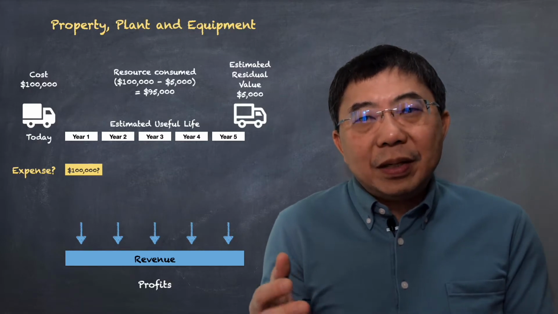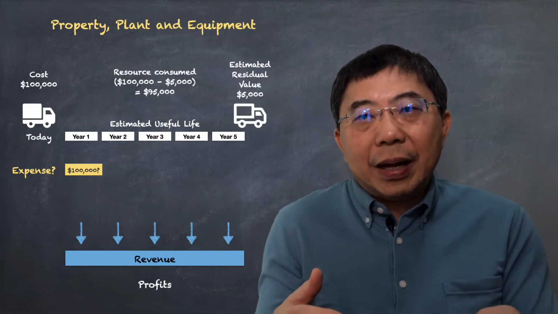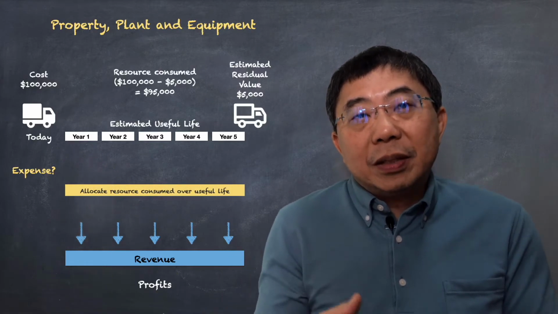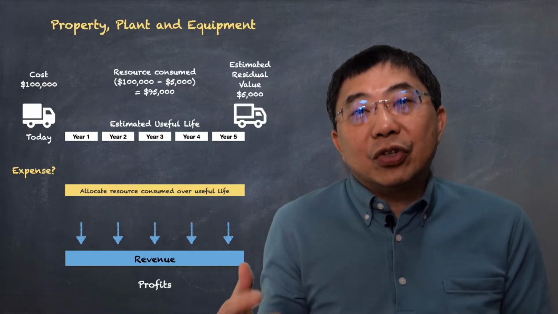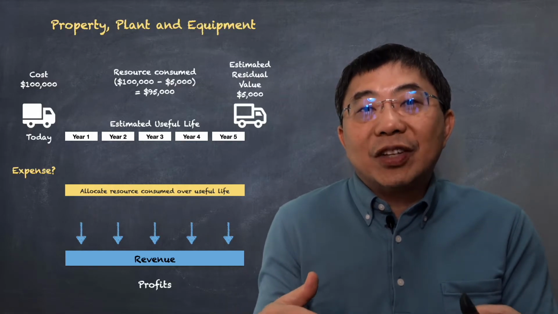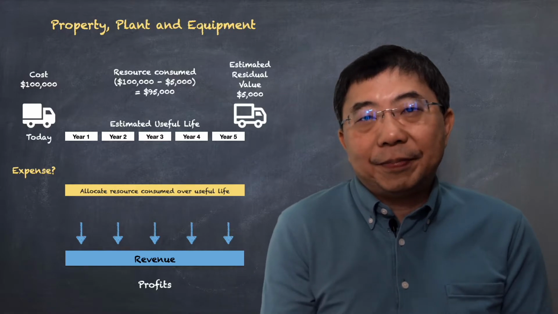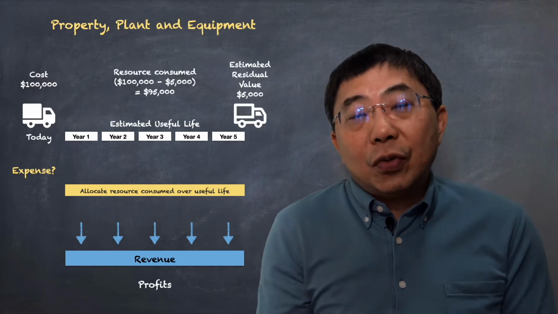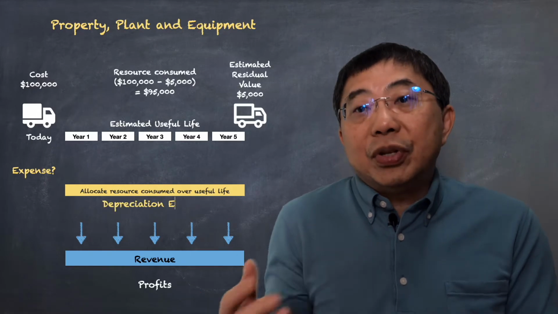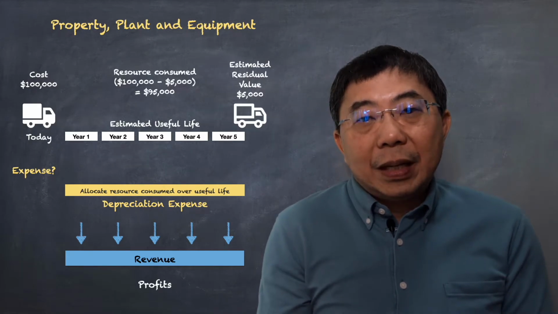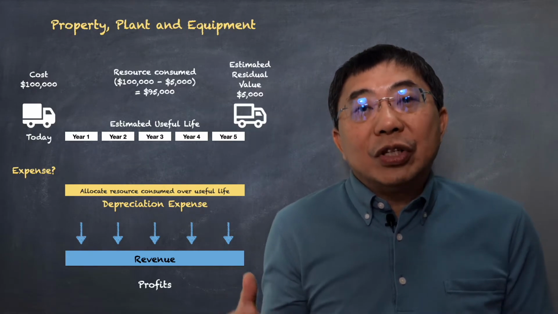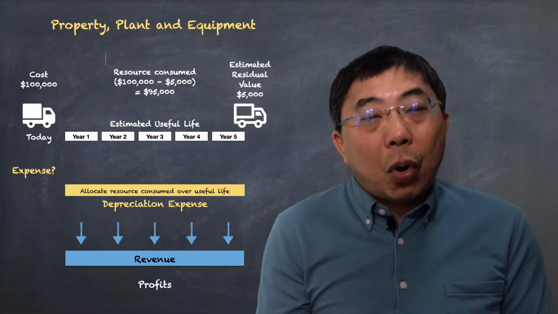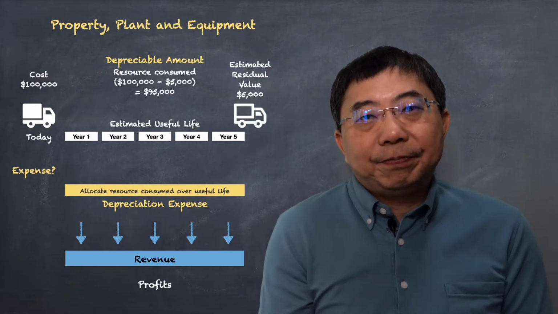This does not reflect the principle of accrual accounting, as the truck will be used in all the 5 years. So to better reflect the resources that are being used to generate revenue, it will be better to allocate the amount of resources consumed over the expected useful life of the asset. This amount allocated over the useful life is called the depreciation expense. Now, the total amount of resources consumed over the useful life is called the depreciable amount.